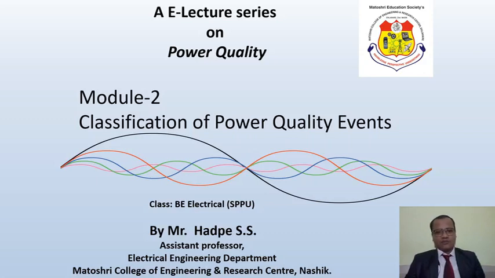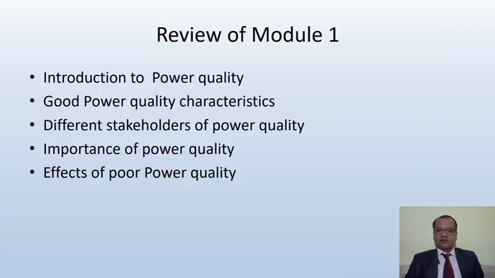In this module, we'll cover the classification of power quality events. Let's take a quick review from module 1. In module 1, we covered the introduction to power quality, good power quality characteristics, different stakeholders of power quality, that is the people associated with power quality, then the importance of power quality, and lastly, if power quality is not maintained in the power system, then how the system is affected.